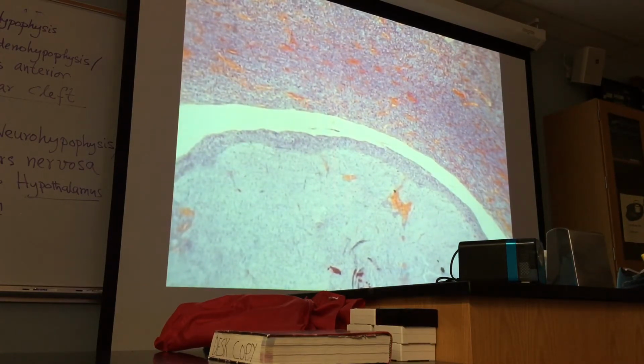Okay? If I ask you what is the function of this structure, it secretes hormones, anterior pituitary hormones, because this is anterior pituitary. What is the function of this? It stores and releases ADH and OT. ADH is the antidiuretic hormone, and OT is oxytocin.